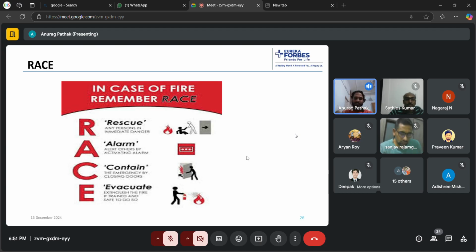Well, first you have to rescue yourself. A means alarm, C means contain, E means evacuate. These are the same methods all industries follow in the case of fire.